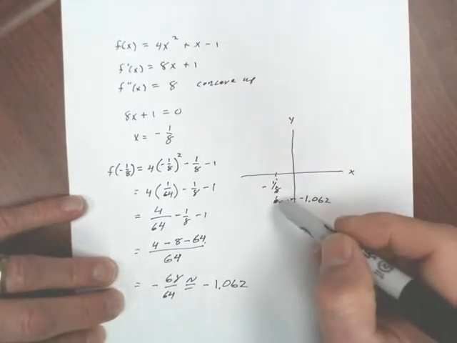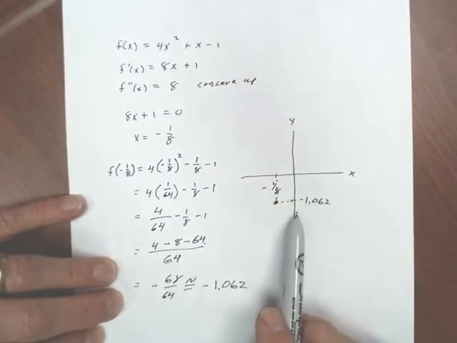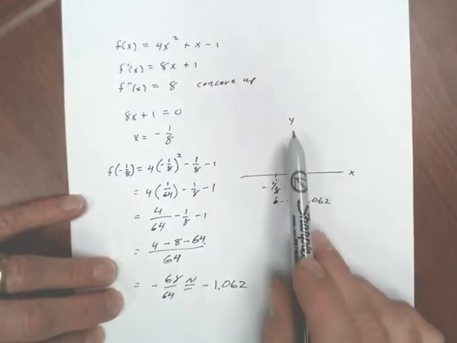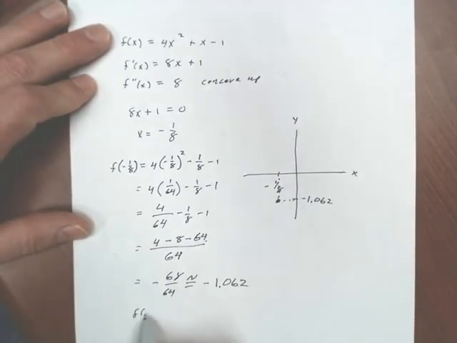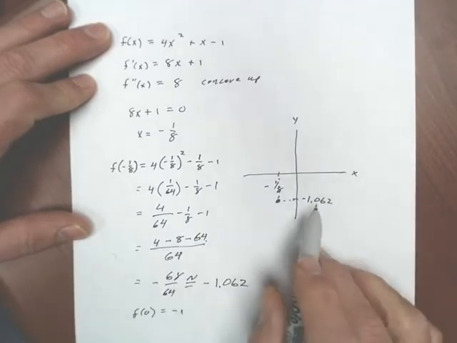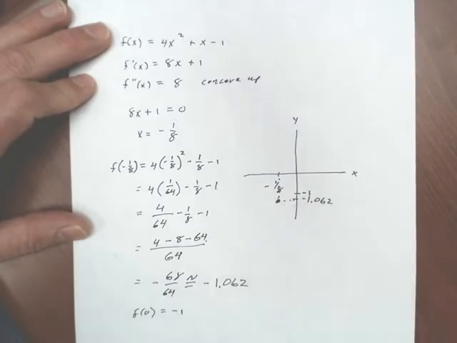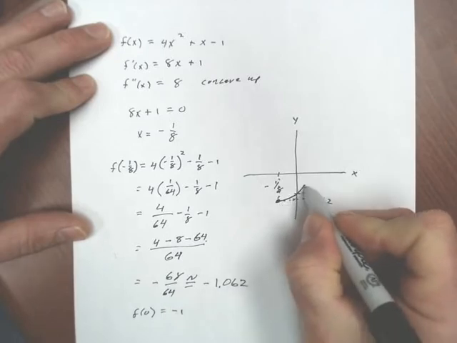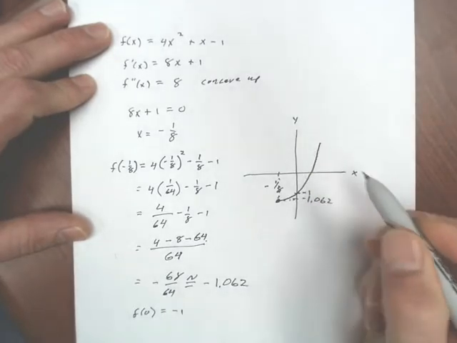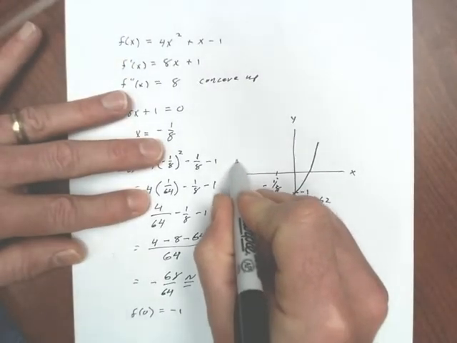Question is, where? Okay, now we know where the y-intercept is, right? Because we can simply calculate f of 0, which equals negative 1. Okay, so this is negative 1.062. So right above this at negative 1 is our y-intercept. So we know this function's going to come up like this. And of course it's going to be symmetric, and it's going to come up like this on the other side.